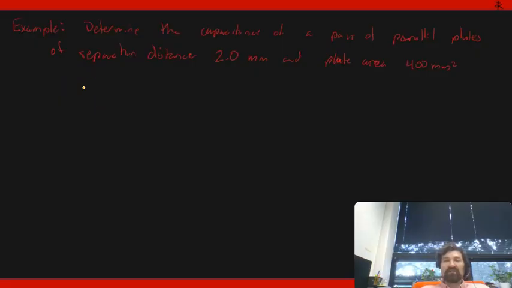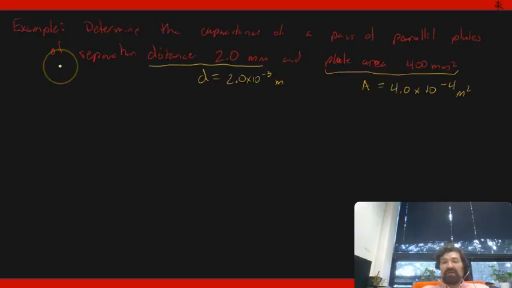Let's finish with a quick example. Let's determine the capacitance of a pair of parallel plates. The separation distance is 2 millimeters, that would be d, and the plate area is 400 millimeters squared. We need to convert both of those into meters and meters squared respectively. Reminder that for each millimeter you have a factor of 10 to the 3, and when you have millimeters squared, that becomes a factor of 10 to the 6 difference.